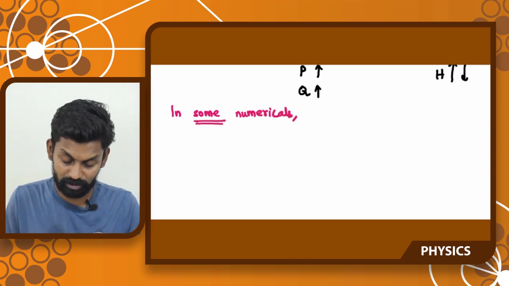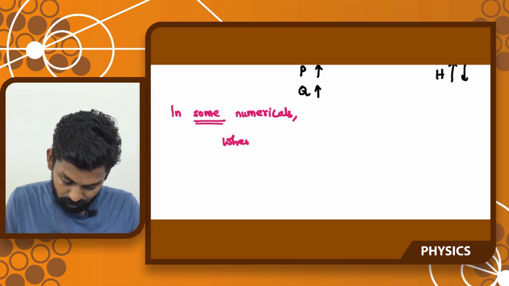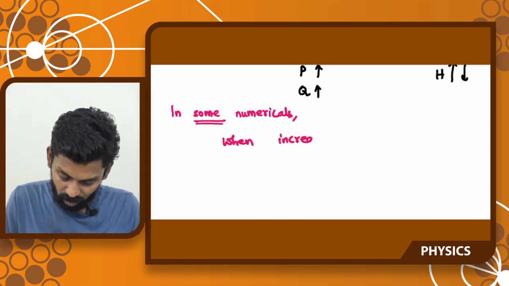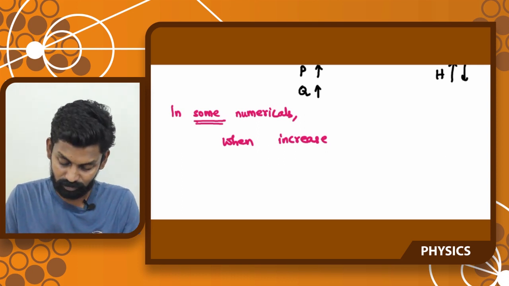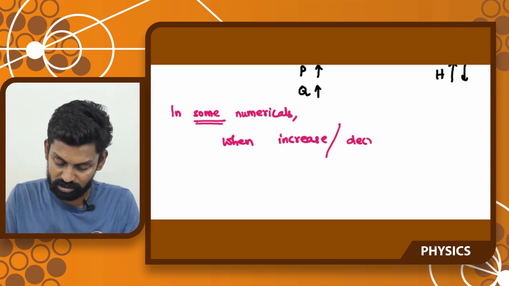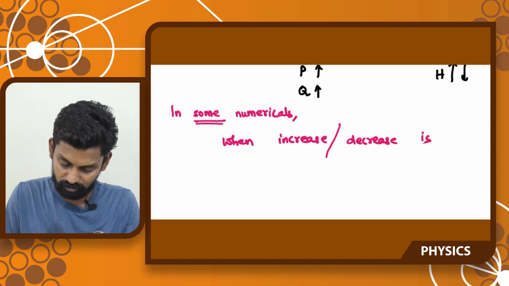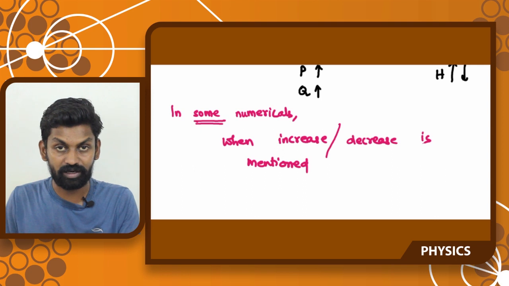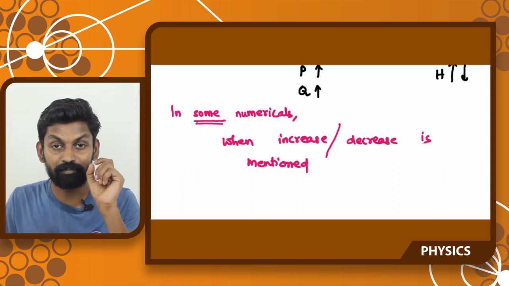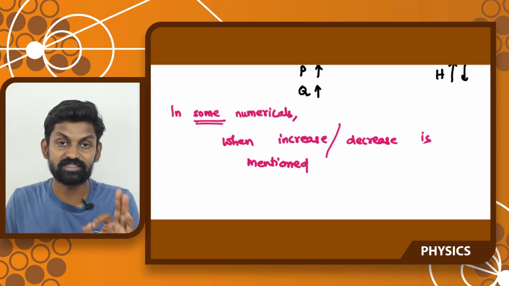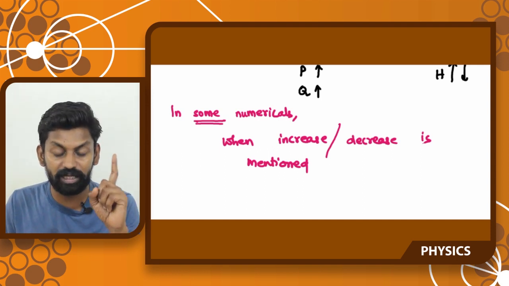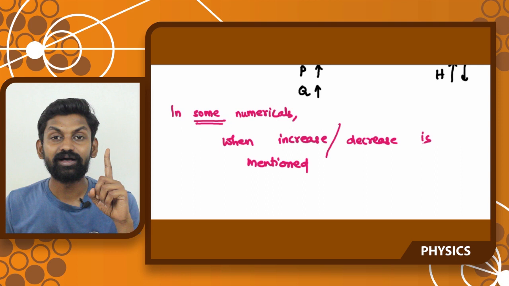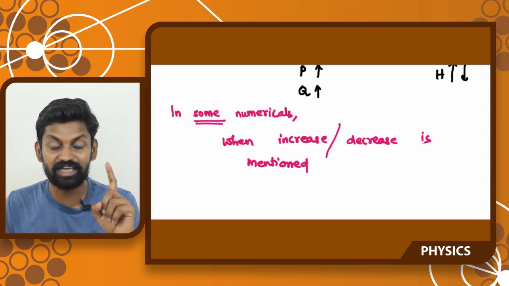In some numericals, when increase or decrease is mentioned in the numerical, that is when the sign of the power matters. The sign of the power will matter only when there is a mention of increase or decrease.